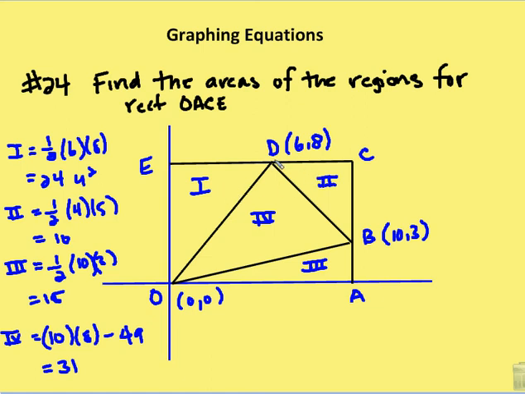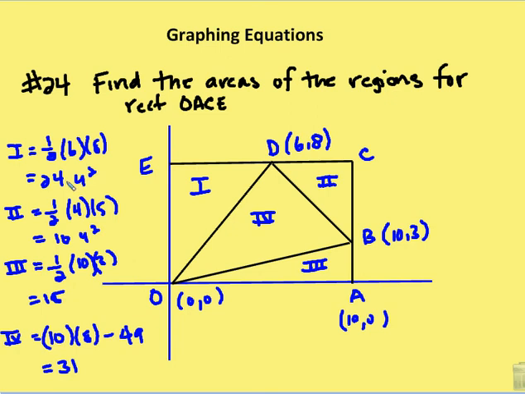My area for 2, this point is 10, 0. From 6 to 10, I change 4 units as my base, and I go from 8 to 3, so I have 5 units for my height. So 1/2 of 4 times 5, I end up with an area of 10 units for triangle number 2. Finally, for triangle number 3, I have 1/2 of the base, which is 10 units from O to A, times the height, which is from A to B, which is 3 units, parallel to the y-axis. So I end up with 1/2 of 10 times 3, or 15.